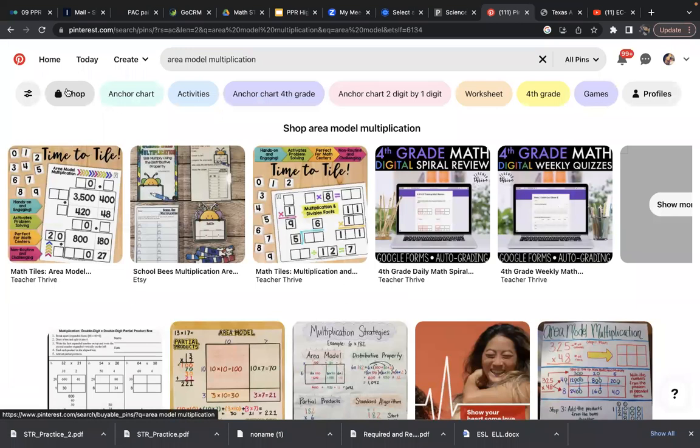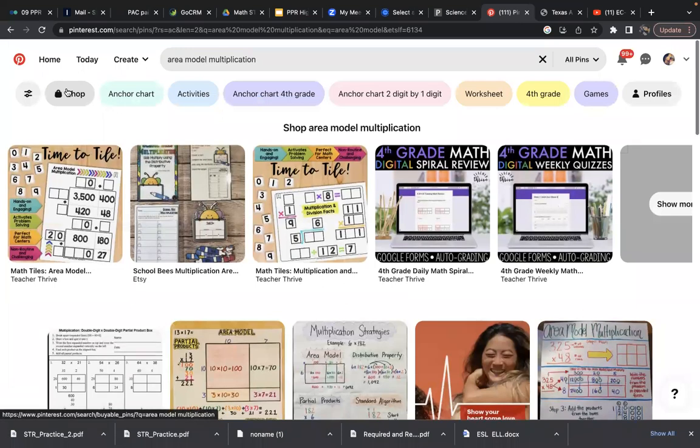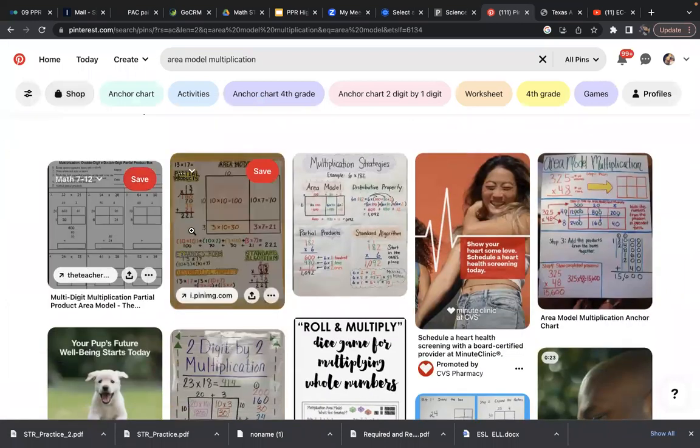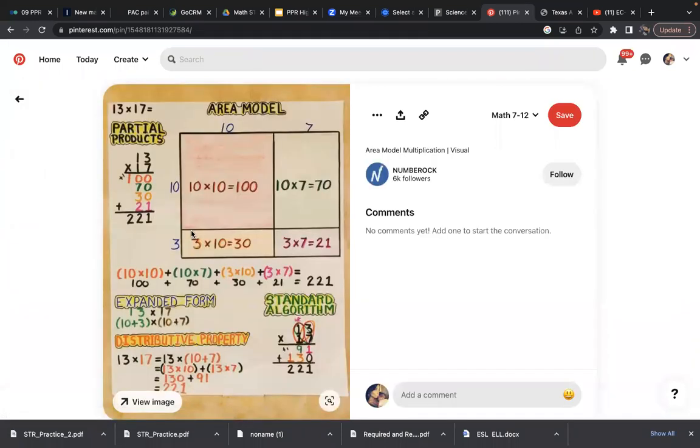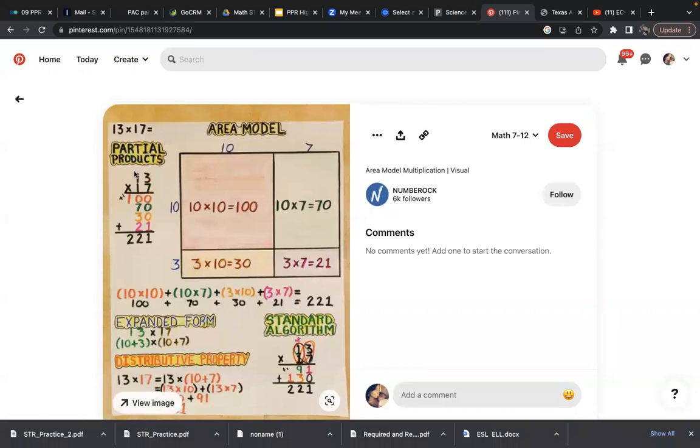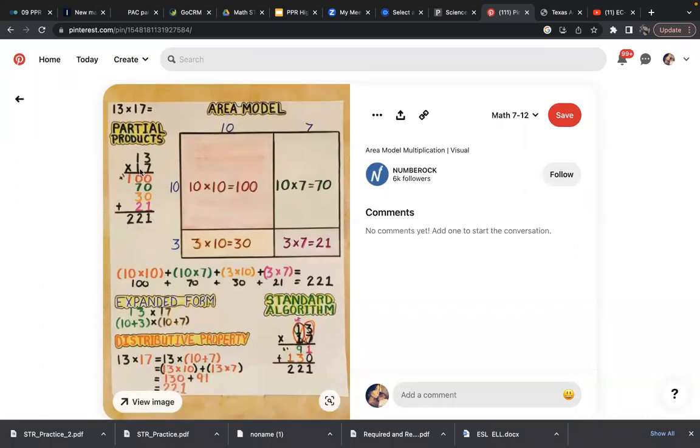Look at an area model. They need to be able to do this. And that means if they need to be able to do this, we need to be able to do this. Partial products. They need to be able to show the partial products of the different steps, right? 13 times 7, and so on and so forth.